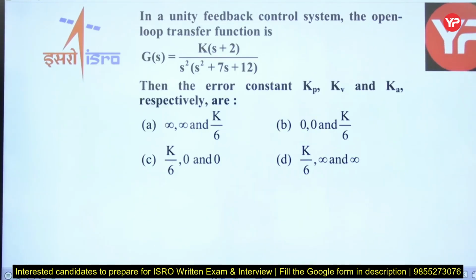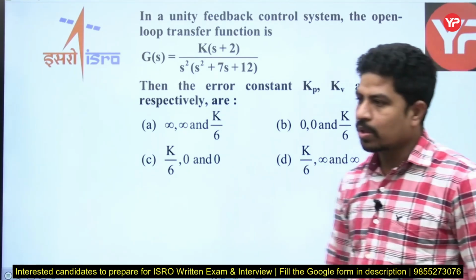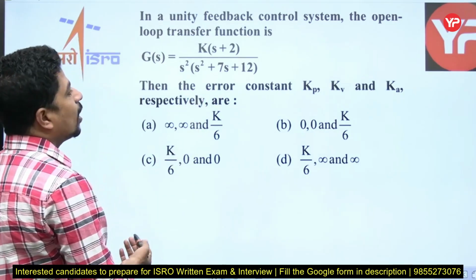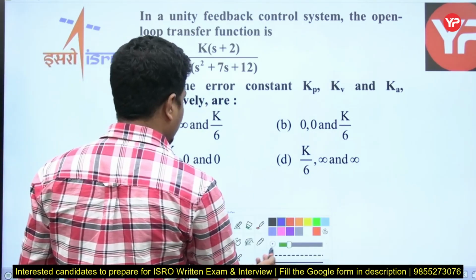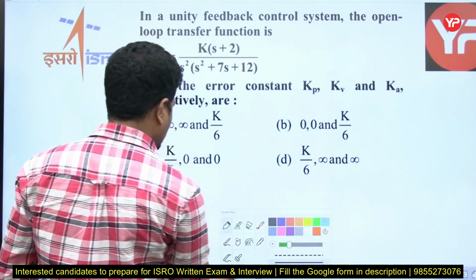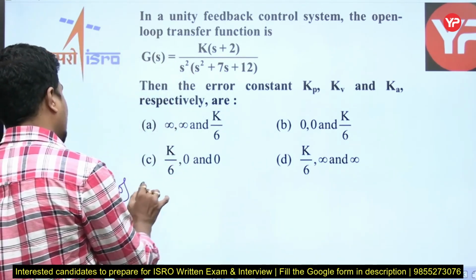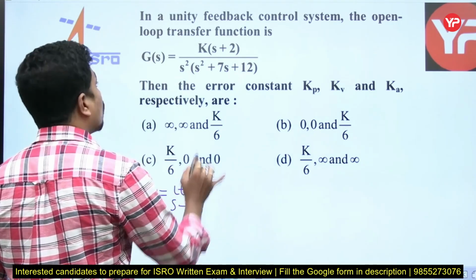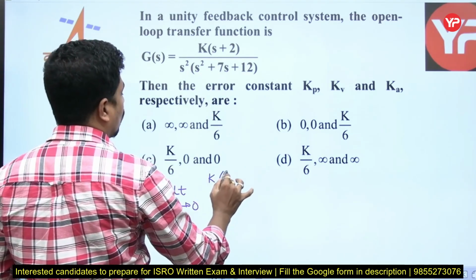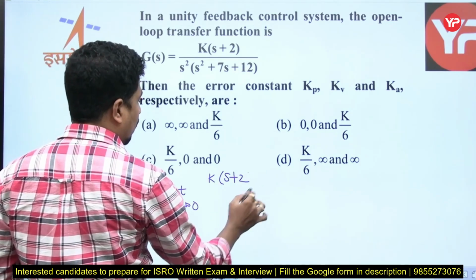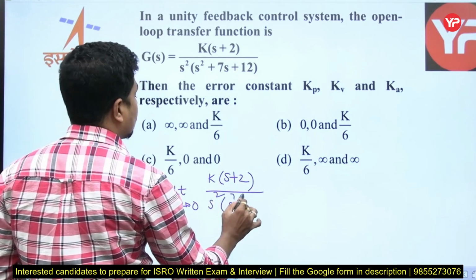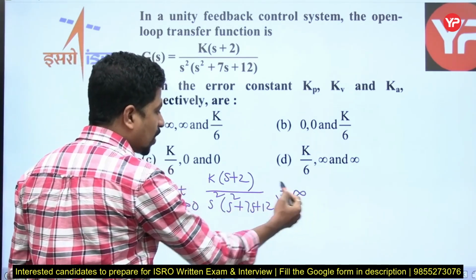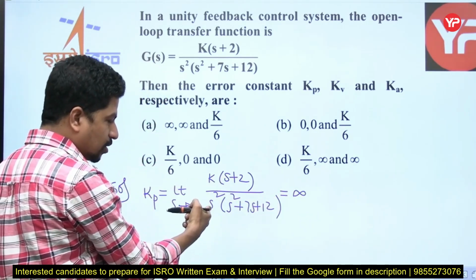Next question, please. This one we already know the formulas. A unity feedback control system with open loop transfer function is given, then Kp, Kv, Ka is asked. Let's do those things. Solution. Kp is limit s tends to 0 of k into (s plus 2) divided by s square into (s square plus 7s plus 12). Now something by 0 is infinite, na? Yes, 2k by 0 is infinite.